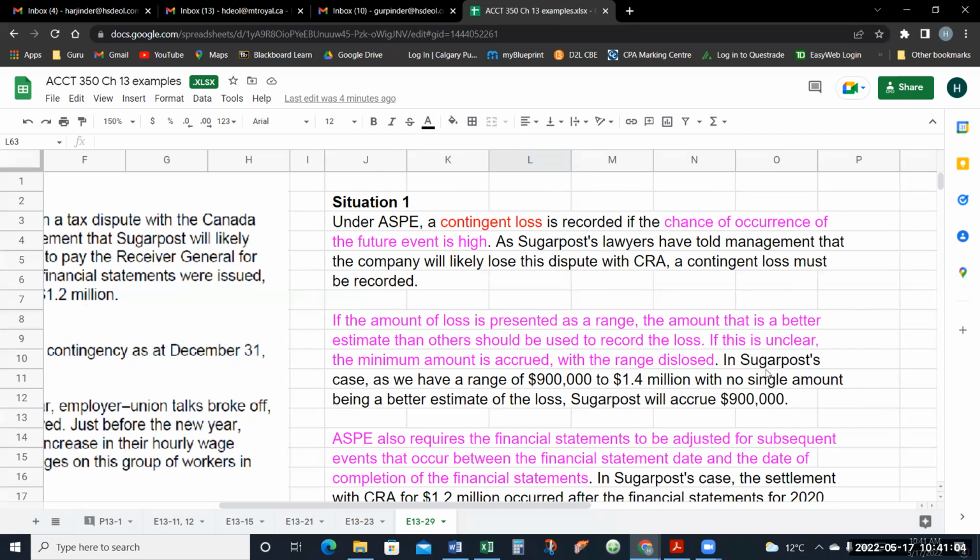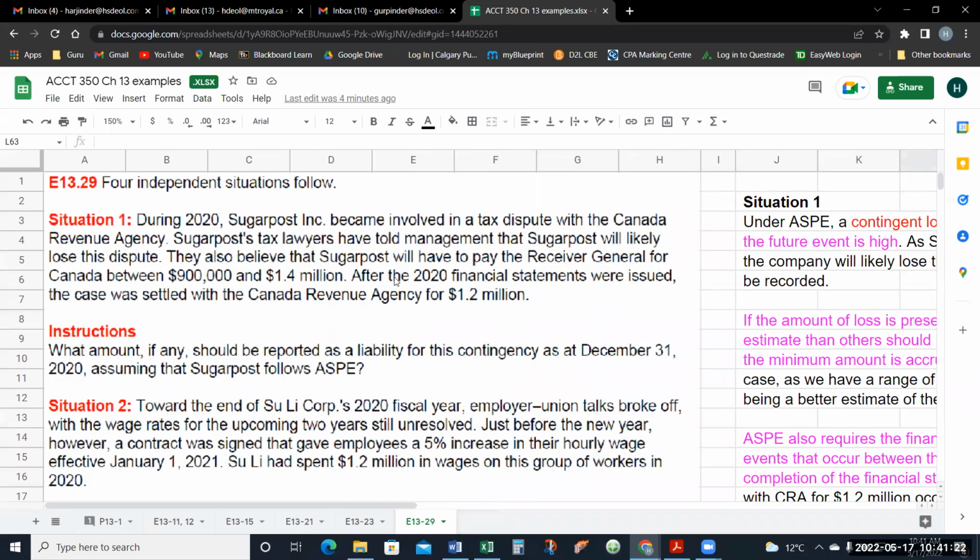So that's what's done in Sugar Post case. We have a range of 900,000 to 1.4 million with no single amount being a better estimate of the loss. The company will accrue 900,000 and disclose the rest. Now there's something else that happened. The lawsuit was actually settled for $1.2 million. So this is called a subsequent event, an event that occurs after the financial year end.